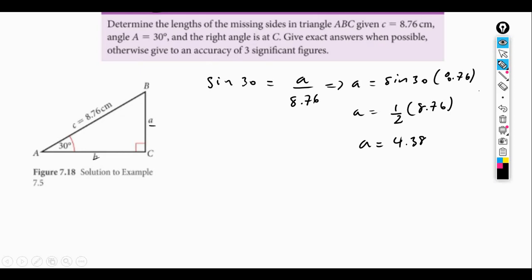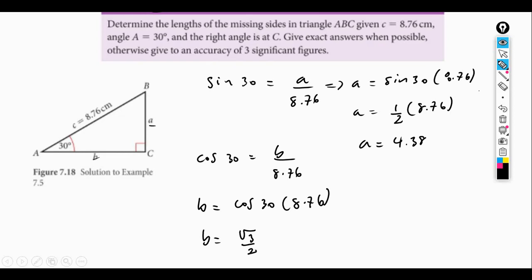Now, for b, we can use cosine, right? So cosine of 30 is equal to b over 8.76. So we get that b is equal to cosine of 30 times 8.76. But we know that cosine of 30 is square root of 3 over 2. In this case, we will need a calculator because they want an answer that is accurate to 3 significant figures. So you're going to see that this is approximately 7.59. Now, let's not forget the units, right? So this is 7.59 centimeters, and for a, 4.38 centimeters.